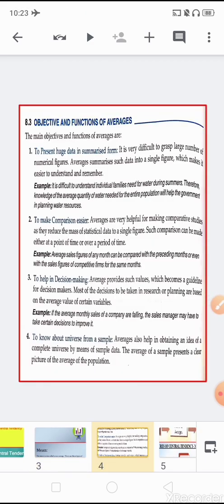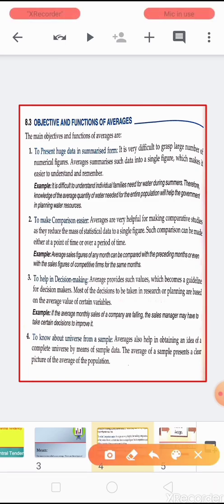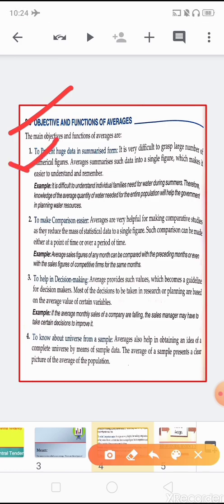Children, now we are going to learn the next topic, the objectives and the functions of an average. What are the basic functions as well as the objectives of an average? Now, our first objective is to present huge data in a summarized form.